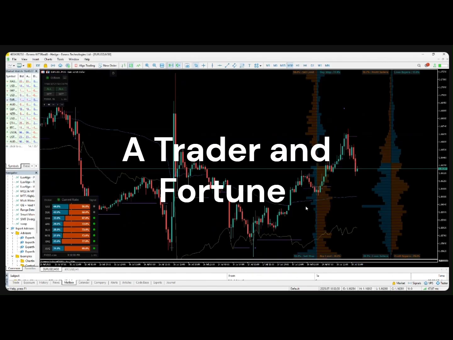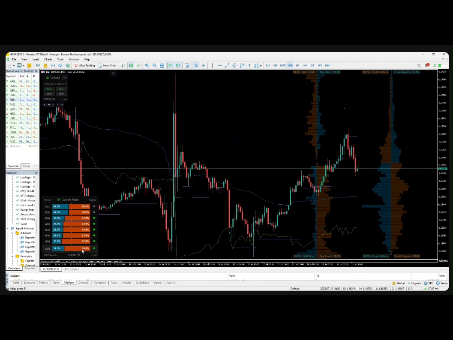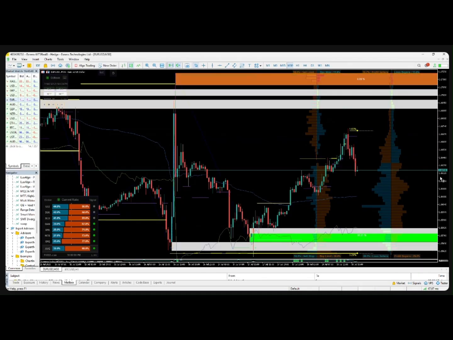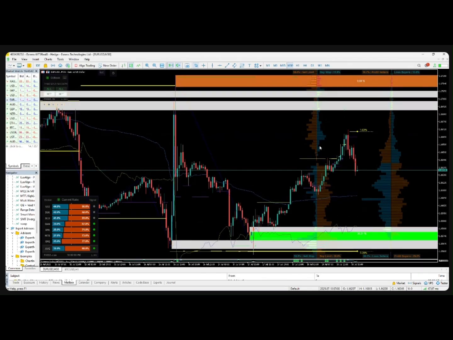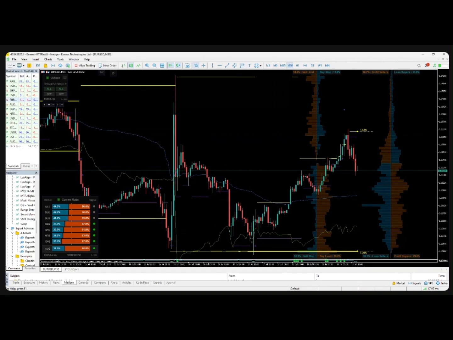Is there any high probability? See here, this is 69 and this is 31. This is the Euro USD 30 minute time frame. There's a return point. One second, I'll remove this order block also. See here, these are all buy limit orders. See, these are all loss sellers.